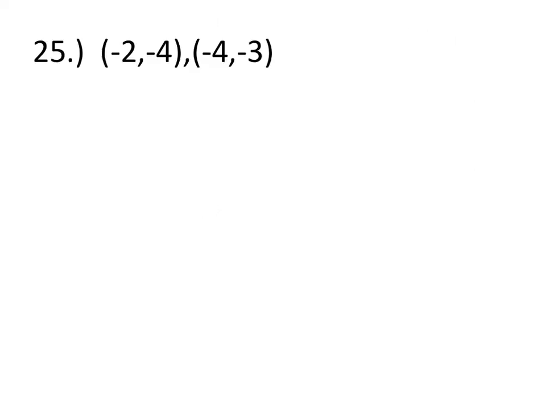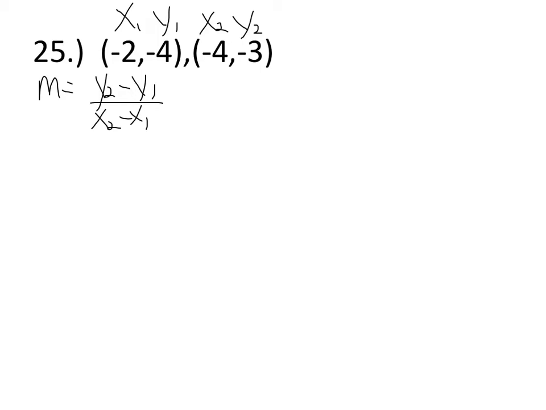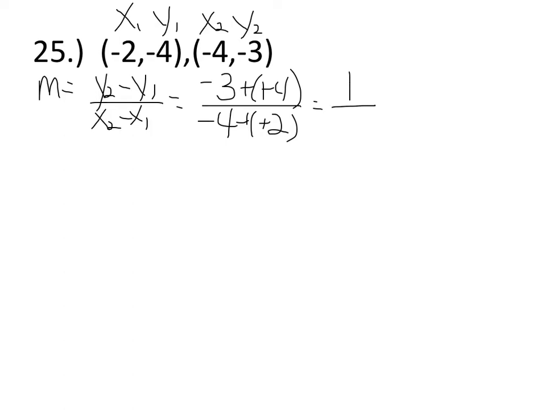Okay, so again, label x1, y1, x2, y2. So m equals y2 minus y1 over x2 minus x1. So I have negative 3 minus negative 4 over negative 4 minus negative 2. Add a line, change a sign. Negative 3 plus 4 is 1 over negative 4 plus 2 is negative 2. So your slope is negative 1/2.